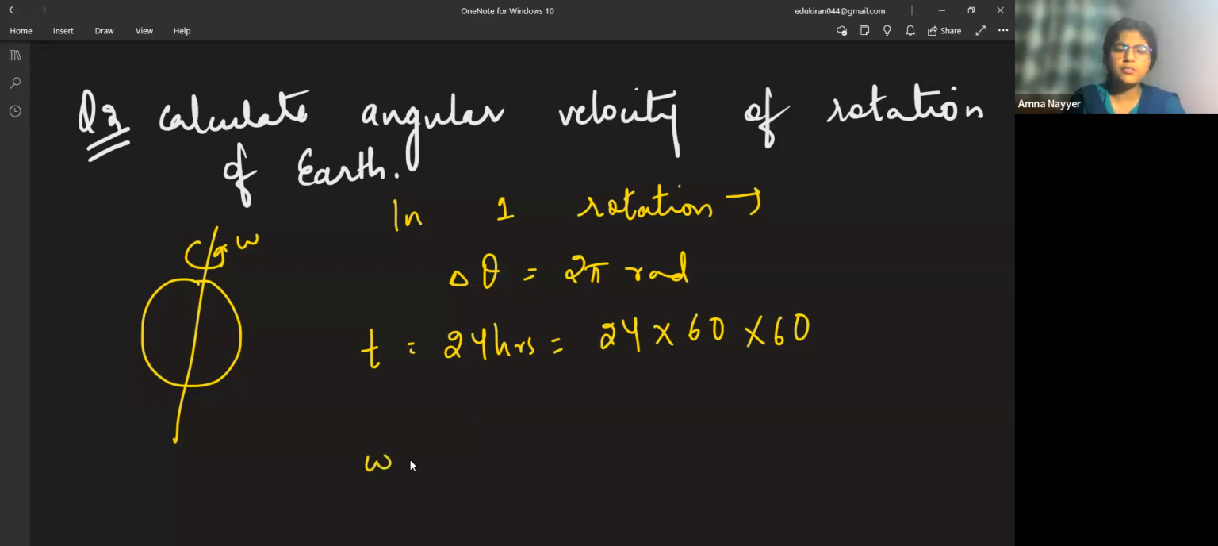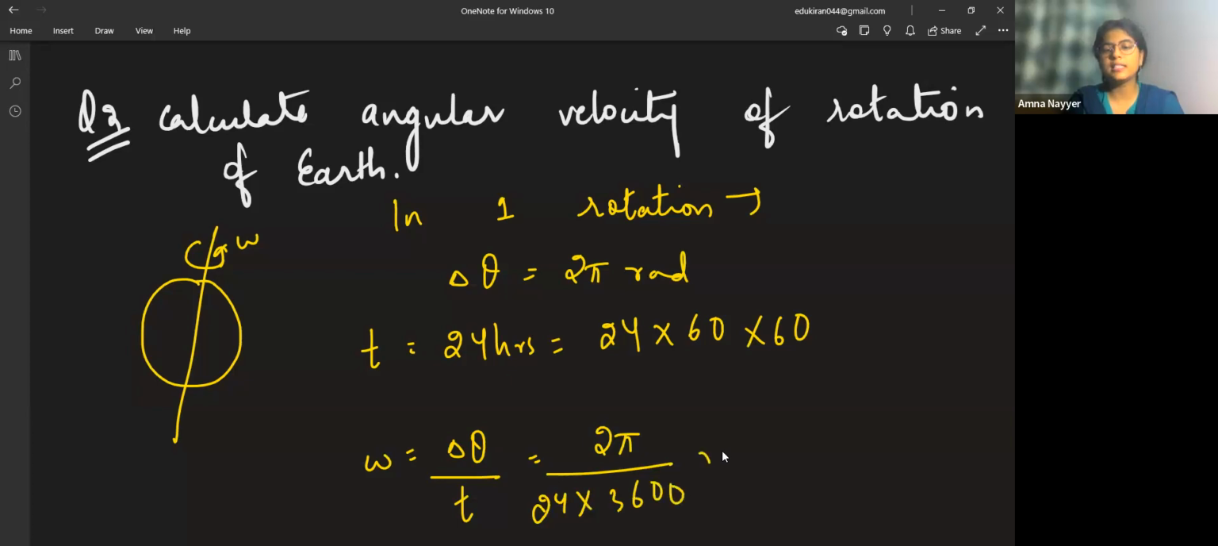Just check whatever is the exact value; I do not remember this. So this becomes 2 pi divided by 24 into 3600 radian per second. This is the angular velocity of Earth. Note it down. One more question now we'll do based upon instantaneous. Note it down first.